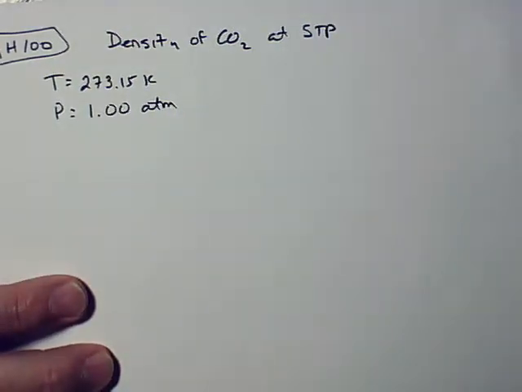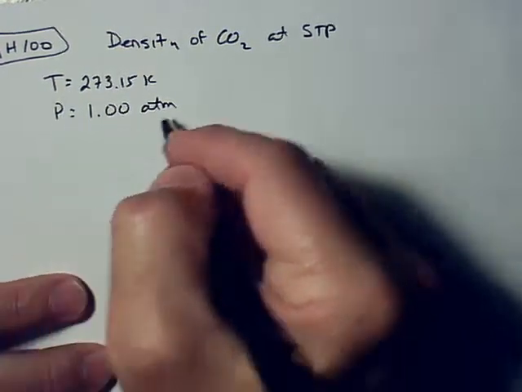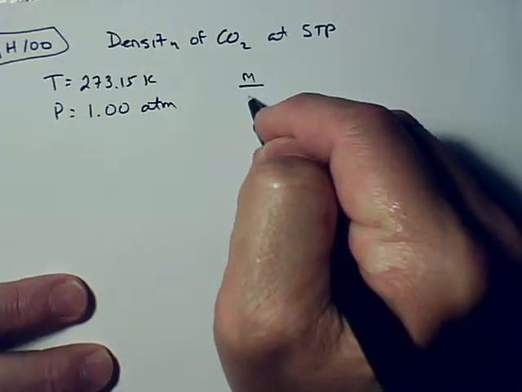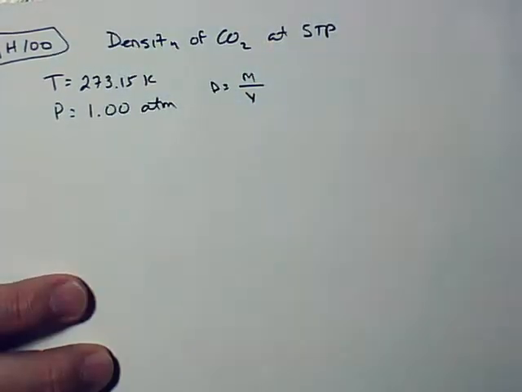Okay. And we want to find density. Well, what is density made up of? Mass and volume. So what we want to do is to find an answer that has both mass and volume. Density is mass over volume, right?